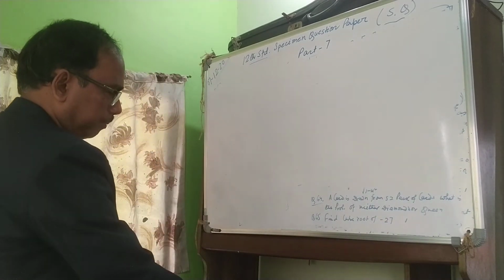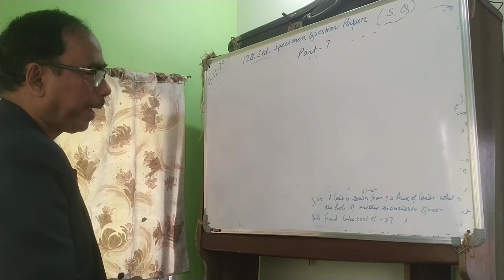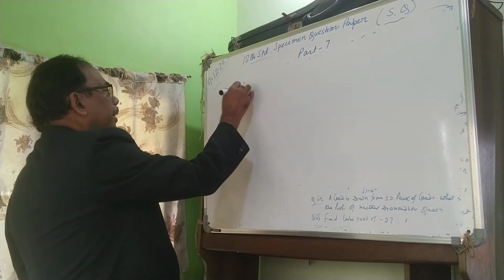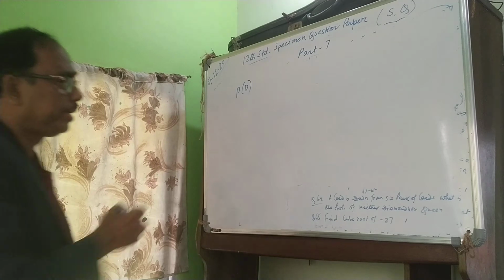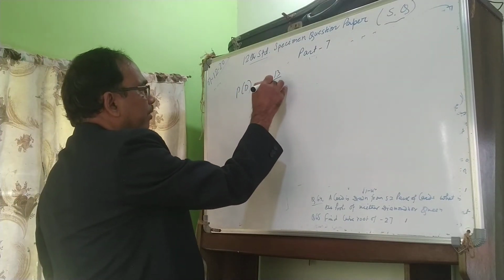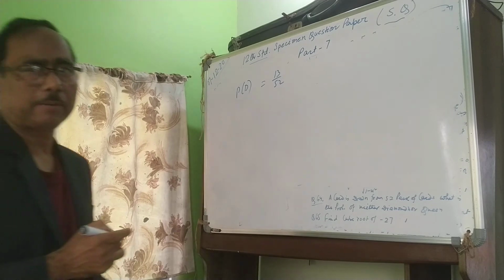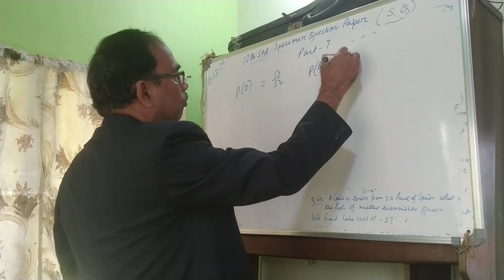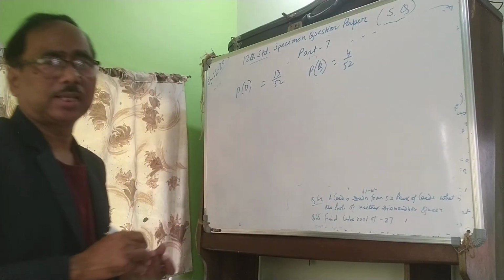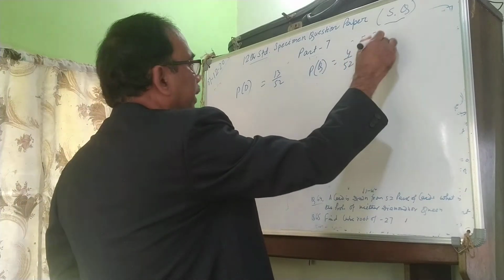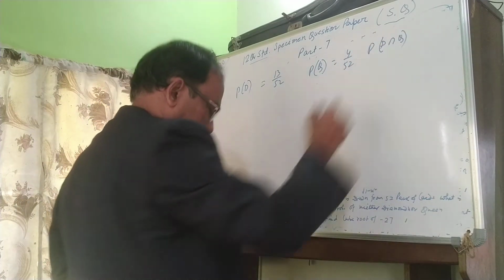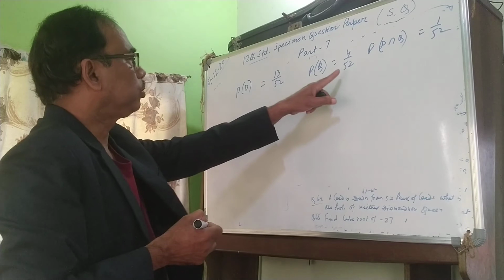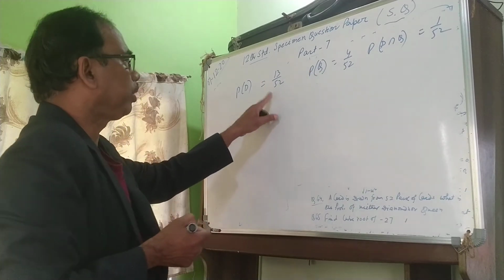Next, question number 64. A card is drawn from a pack of 52 cards. What is the probability of neither diamond nor queen? Let P(D) be the event for diamond. P(D) is 13 by 52, because 13 diamonds are there, and P(Q) equals 4 by 52. So 4 queens are there in a pack of 52 cards, and P(D ∩ Q) is 1 by 52, because 1 diamond, 4 queens, diamond is included in the queens.